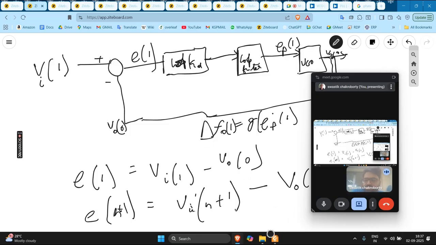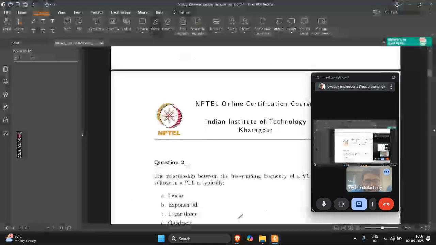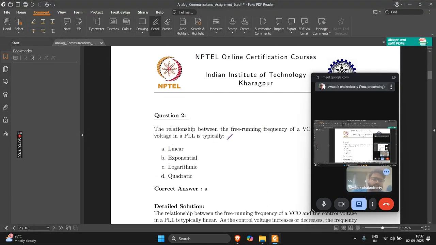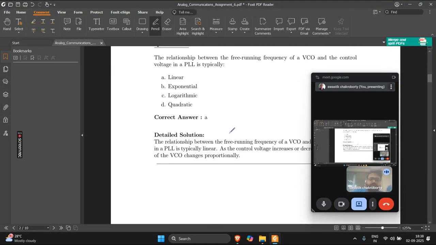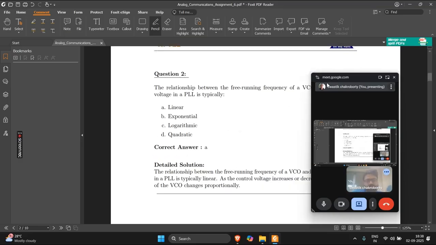Now coming to the next question. The relation between the free running frequency of VCO and control voltage of PLL.